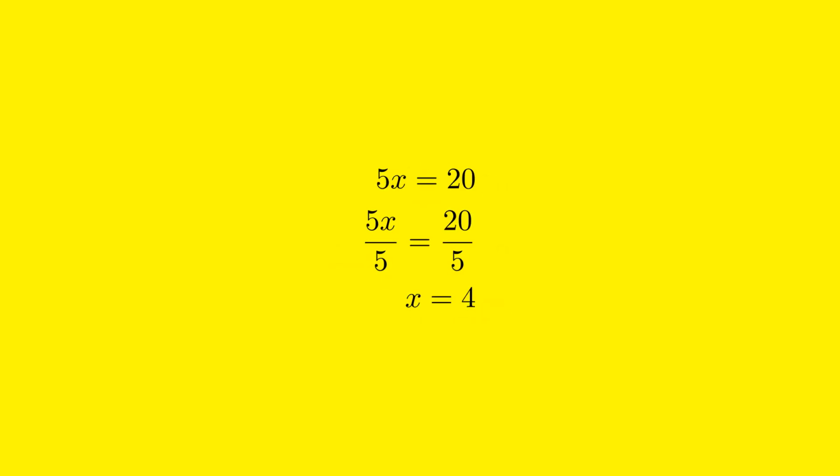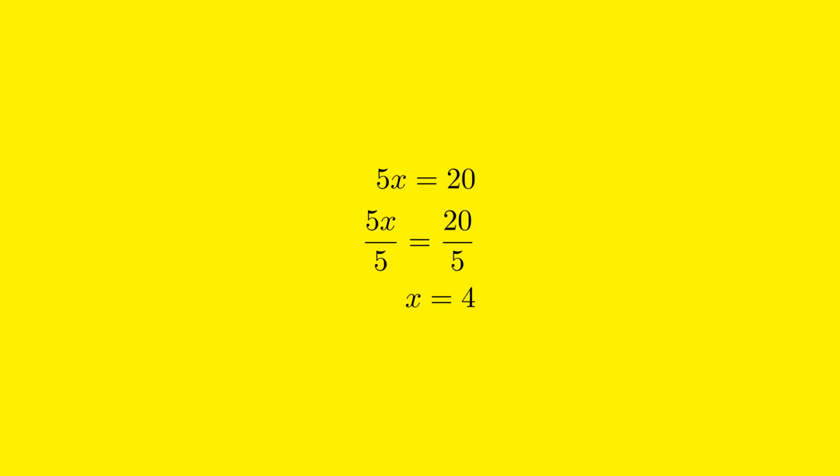In this step, we have the equation 5x equals 20. To solve for x, we need to isolate it completely on one side of the equation. Currently, x is being multiplied by 5. To undo this multiplication, we'll perform the opposite operation, which is division. So we will divide both sides of the equation by 5.